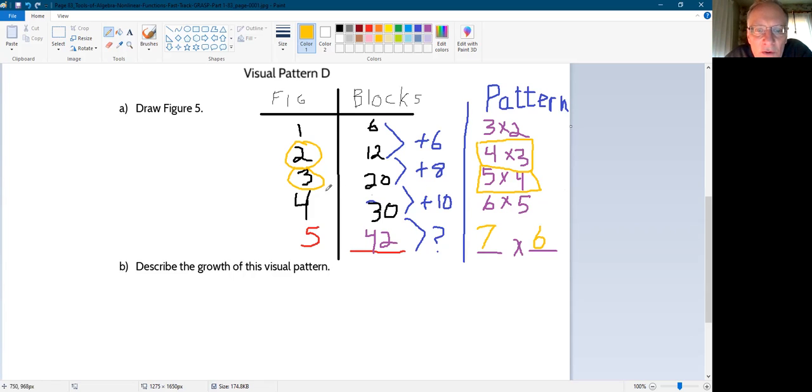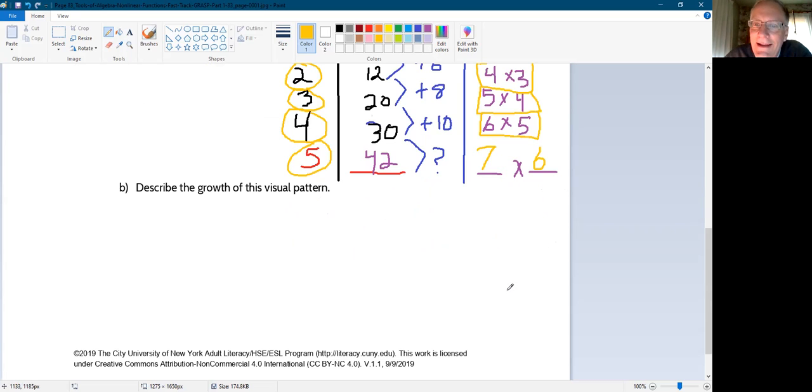Okay, let's see if the pattern holds up here now. So figure 4, it's 5 times 6. See that? 4, 5, 6. So 2, 3, 4, 3, 4, 5, 4, 5, 6. Figure 5 is 6 times 7. All right, kind of cool, huh?